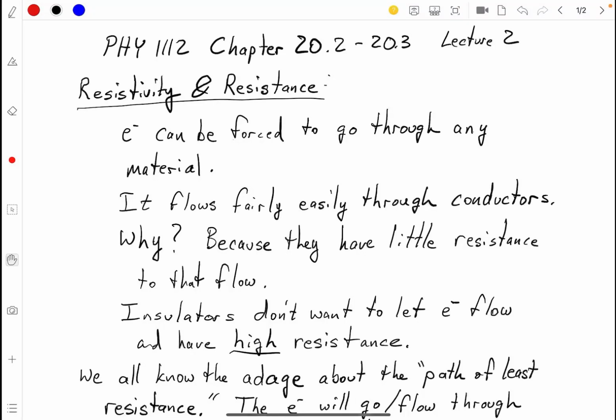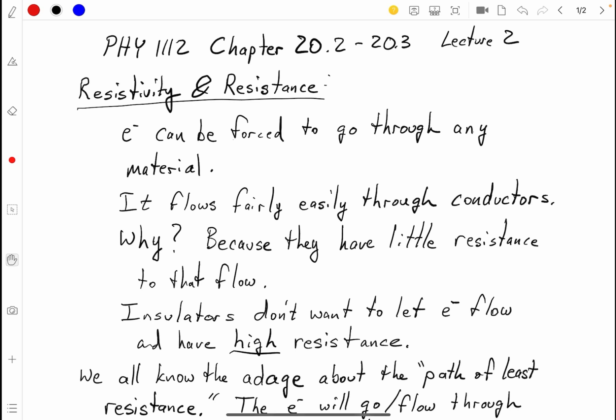All right, we are going to do, for algebra-based second semester, chapter 20.2, section 2 through 20.3, section 3. This is lecture 2 on this chapter. In case you're wondering, we're going to talk about resistivity and resistance and how we can apply that to some situations.